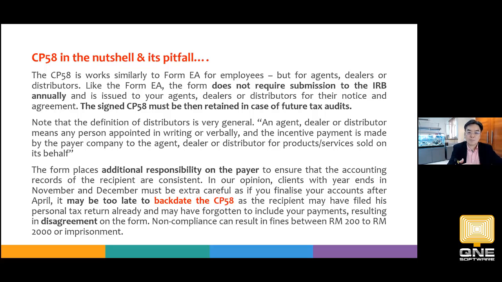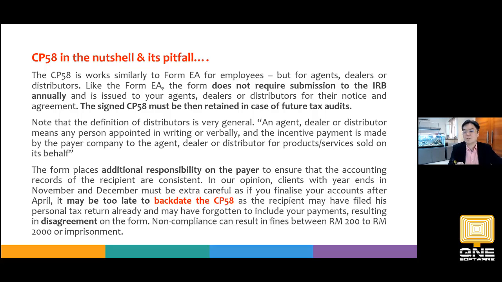The signed CP58 must be retained for future tax audit purposes. At the lower paragraph, we must understand that a lot of times when we prepare CP58, it may be late, after our year end, and sometimes after March 31st. I actually see some cases where certain CP58 was only given way out, like August or even September. Then it may cause late reporting or late submission, or even under-declaration of the CP58 incentive or benefit. These are some of the pitfalls that we must understand.